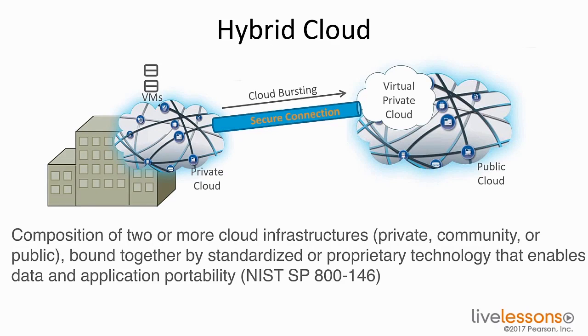The final type of cloud we're going to talk about is called hybrid cloud. And a hybrid cloud is actually two or more cloud infrastructures, for instance private and public, that are bound together, and it allows to have workload mobility or application portability between these two clouds.